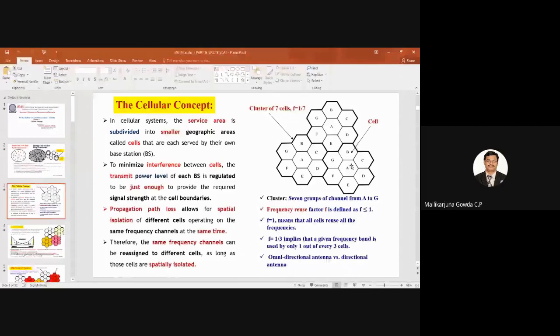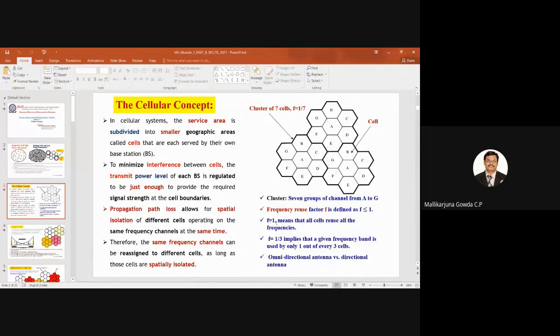Okay, so let us see what the difficulty is in the subsequent slides. But as I said, the frequency reuse, right? Because of that propagation path loss, we will be able to reuse the frequency. So the frequency reuse factor has to be less than or equal to 1, and if it is 1, it means all cells will be using the same frequencies.